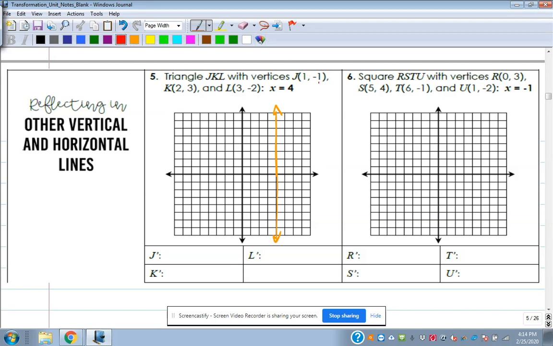Excuse me. J is at (-1, -1). K is at (2, 3). And L is at (3, -2). I didn't do that right. (3, -2) is right there. And we got this triangle. And we're going to reflect it across that line.